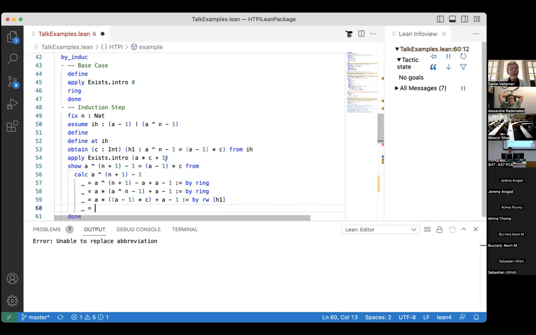And now if you didn't see before why a times c plus 1 is the right choice, you see it now because I can factor an a minus 1 out. And if you factor it out, what's left is a times c plus 1. And again, the ring tactic.